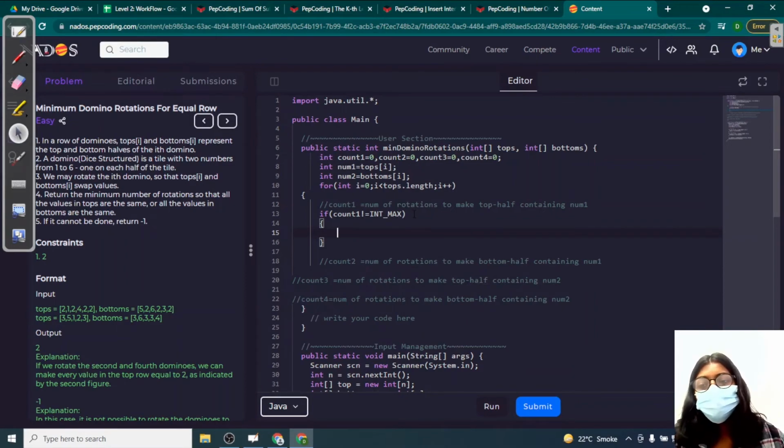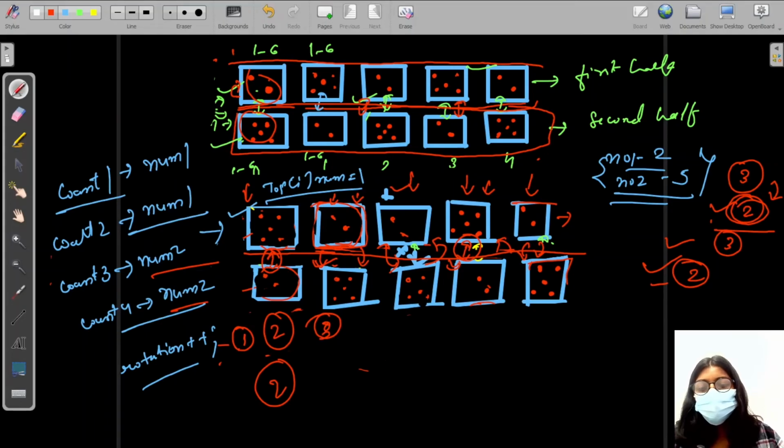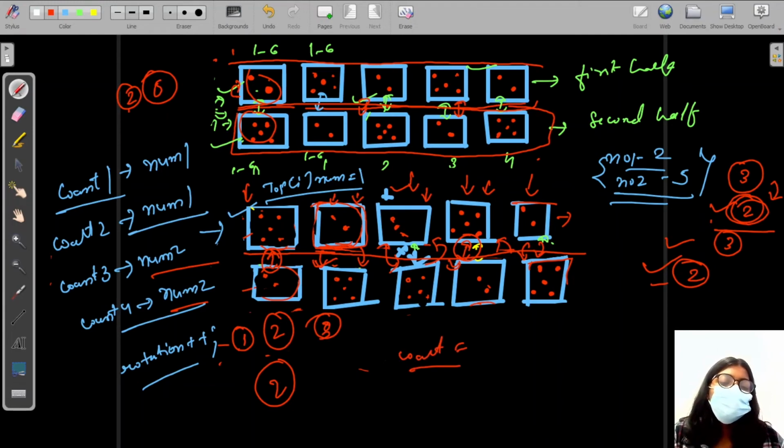See here, why am I making count 1 as my infinity? Why am I checking the condition? Suppose if it were 3, and my number 1 and number 2 are 2 and 5. So if at this condition, not my top of 5 matches number 1, not my bottom of 5 matches number 1, it means I am going to assign positive infinity to my count, which represents there is no such combination, or there is no possibility that top of I and bottom of I are going to contain the same value.